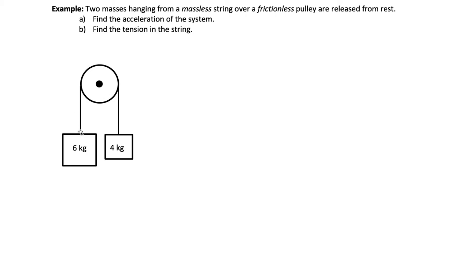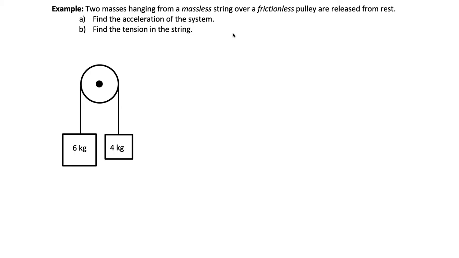And if we run a rope or a string over the pulley, then these two masses could move up and down together. If one goes up, the other would go down. If one goes down, the other one would go up. So that's what we're looking at in this problem here. And again, we're going to find the acceleration of the system, and we're going to find the tension in the string.